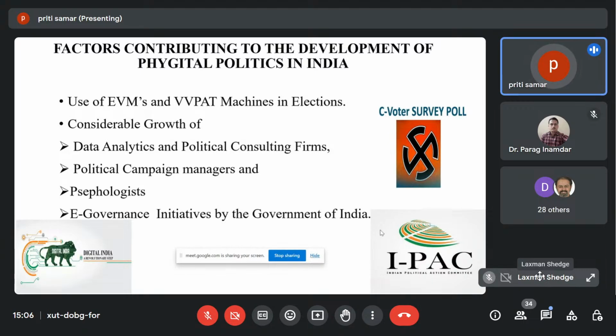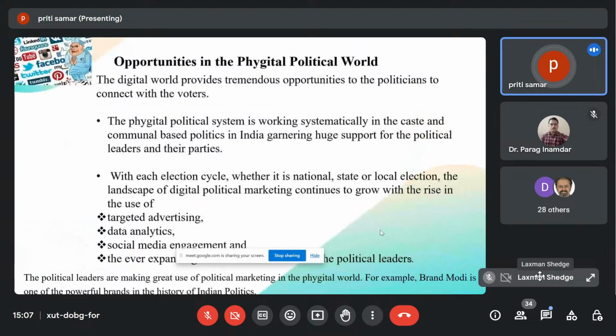Along with EVMs and VVPAT machines, there was also a considerable growth of data analytics and political consulting firms in India. There were the political campaign managers who helped the political leaders to manage the entire election campaigns. There are many psephologists as well as the e-governance initiatives by the government of India. All this contributed further to the development of the digital and the physical, that is the phygital politics in India.